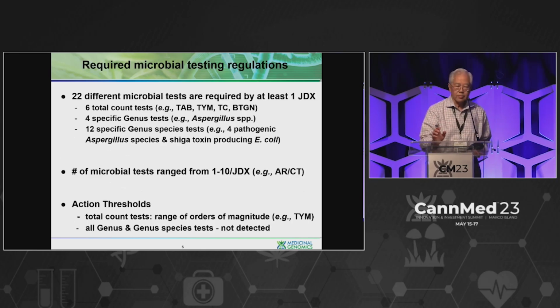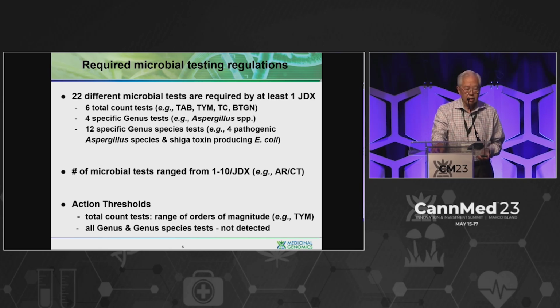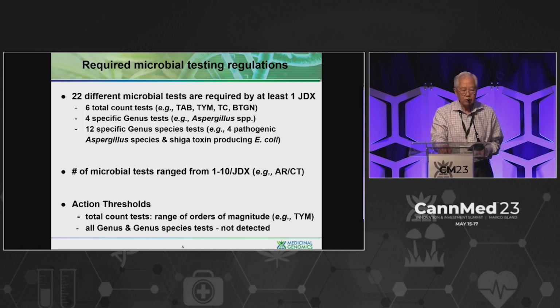Here are some general observations concerning the required microbial testing regulations in the U.S. The bottom line is it's a mess. There are 22 different microbial tests that are required by at least 1 jurisdiction, and they fall into 3 categories. The first category is total count tests. There are 6 of them, and I have 4 examples: total aerobic bacteria, total yeast and molds, total coliforms, and total biotolerant gram-negative bacteria. Then there are 4 tests where it's specific genuses, any species.